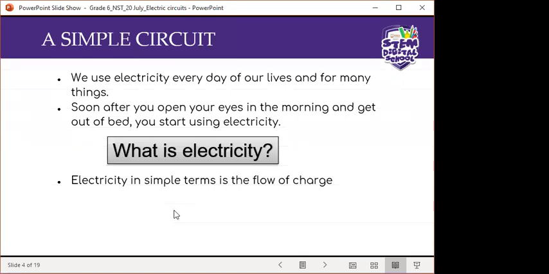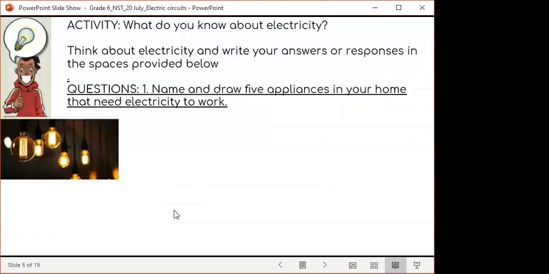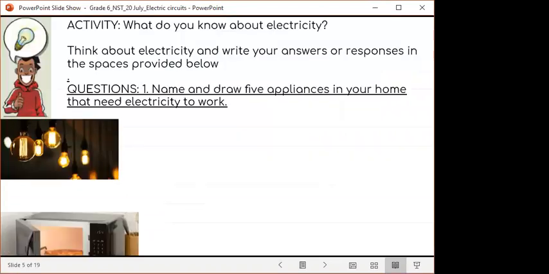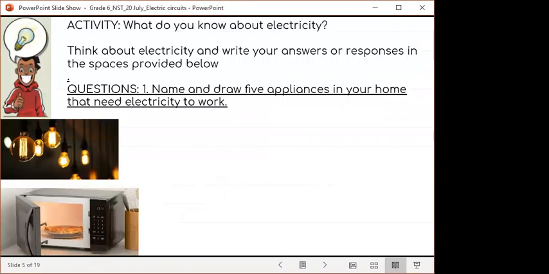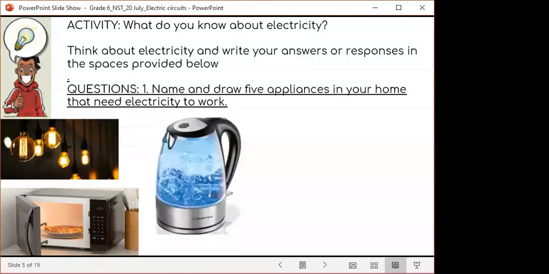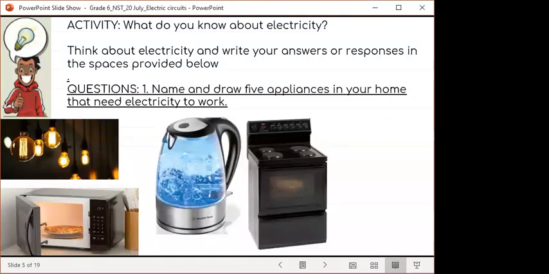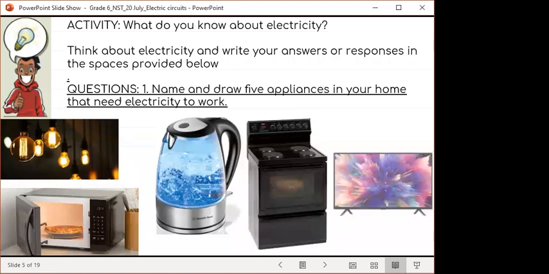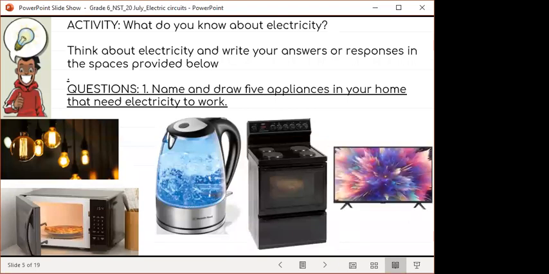Right, cool. So we mentioned lights. A microwave, I saw it was mentioned. We mentioned the kettle, stove as well as oven was also mentioned, and a TV was also mentioned.